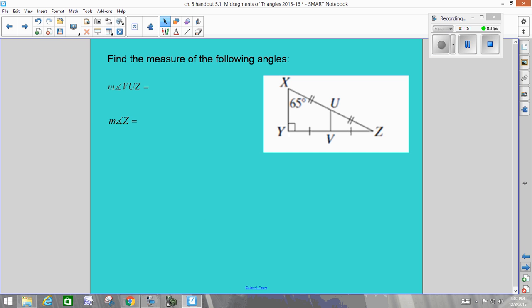All right, the bottom one. Find the measure of the following angles, VUZ and Z. See, U is the midpoint of XZ, it's cutting it in half. And V is the midpoint of YZ. So what would you call this segment UV then? Called a mid-segment. And the theorem says that a mid-segment is what to the third side? Parallel, that's the one I'm looking for. So UV should be parallel to which side? XY. Okay, use that. See if that'll help you.